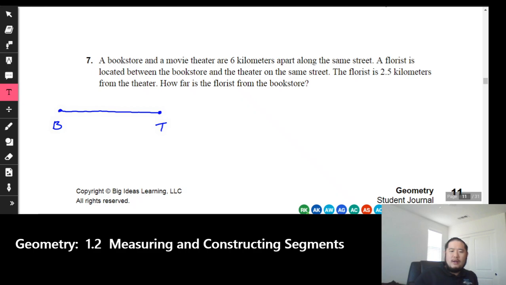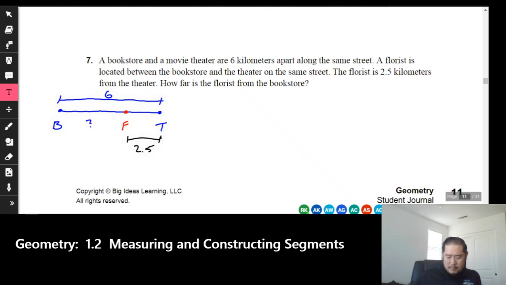Now we have to think, where should the florist be? Where is it close? What is it closer to? It says the florist is actually 2.5 kilometers from the theater. So safe to say that possibly something right here would be where the florist is. And we could say that this happens to be 2.5. In the beginning, it says that the distance from the bookstore to the theater right here happens to be 6 kilometers. So we're trying to say how far is the bookstore from the florist?